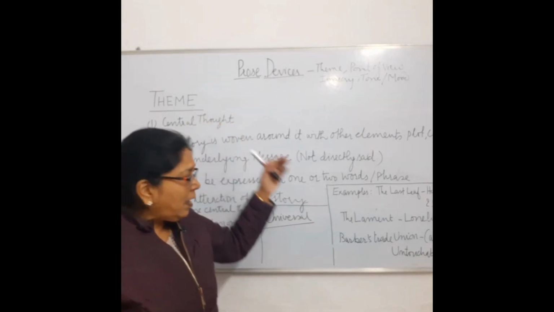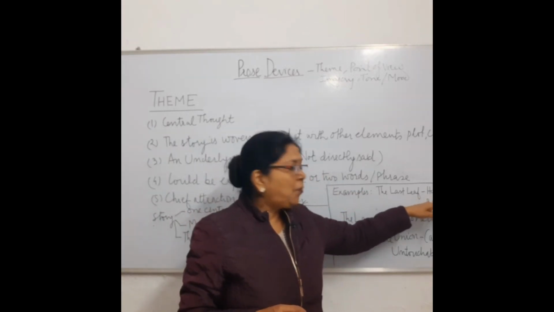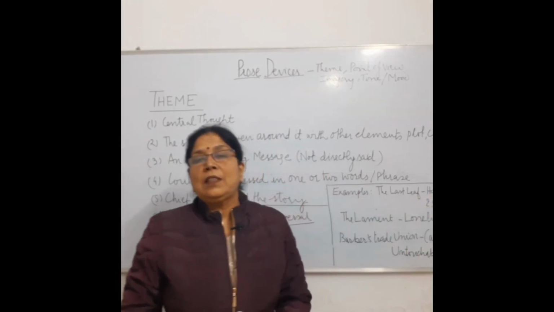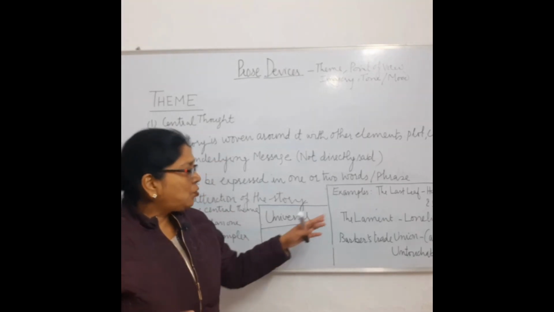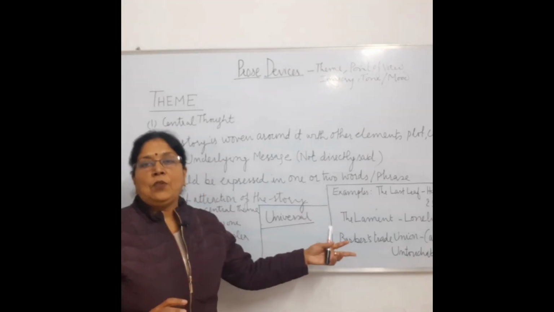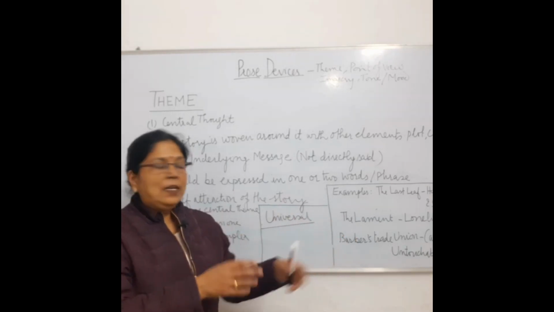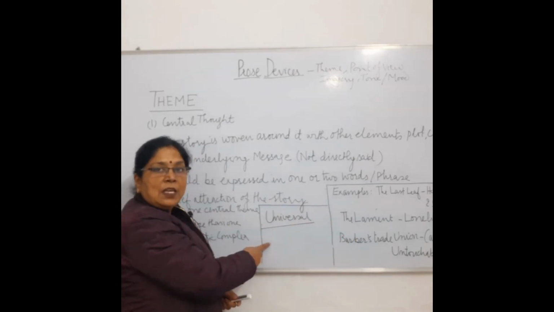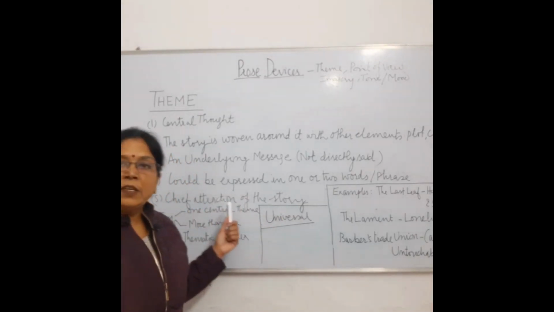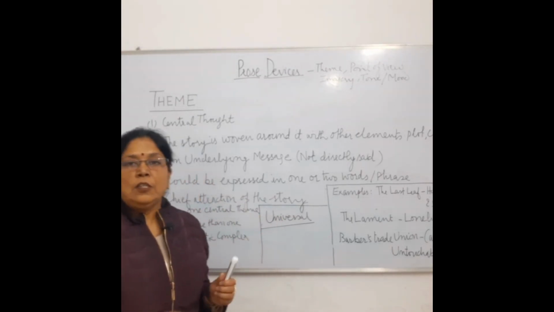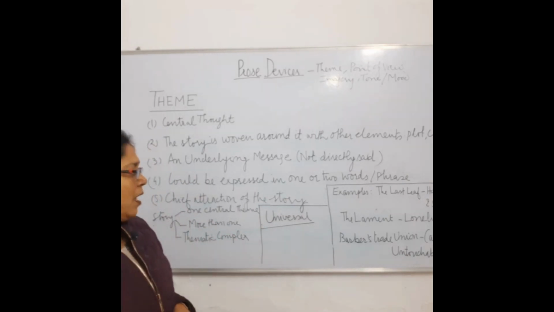Because the element of theme, that is hope, friendship and sacrifice, these are the parts of human life everywhere in the world, and so the story, in spite of its local color, has the universal appeal, and that is why it is the chief attraction of the story. So theme is such a significant thing.